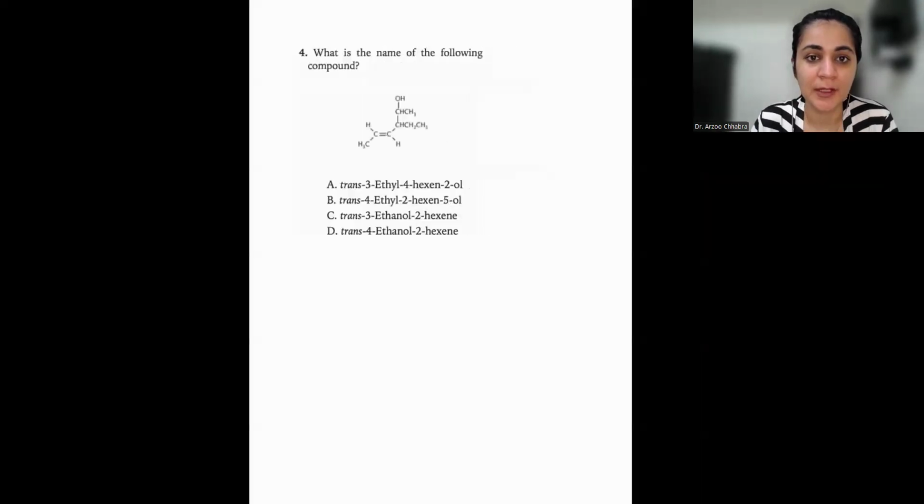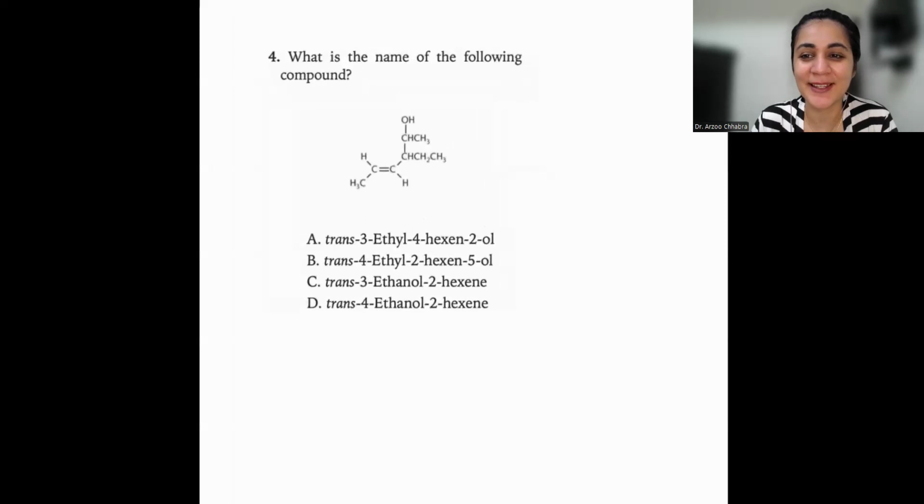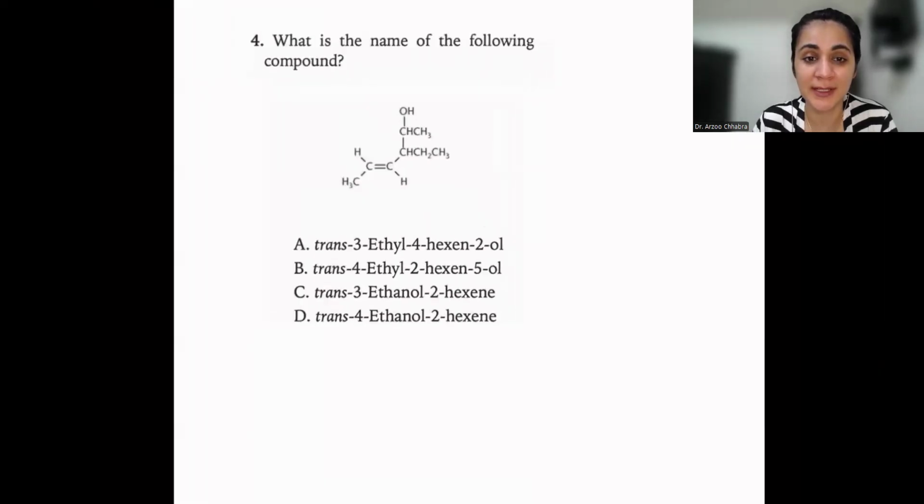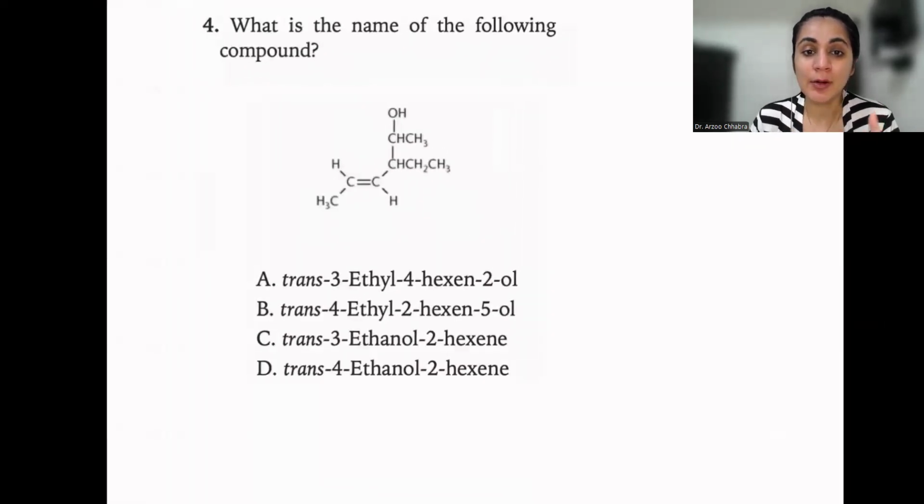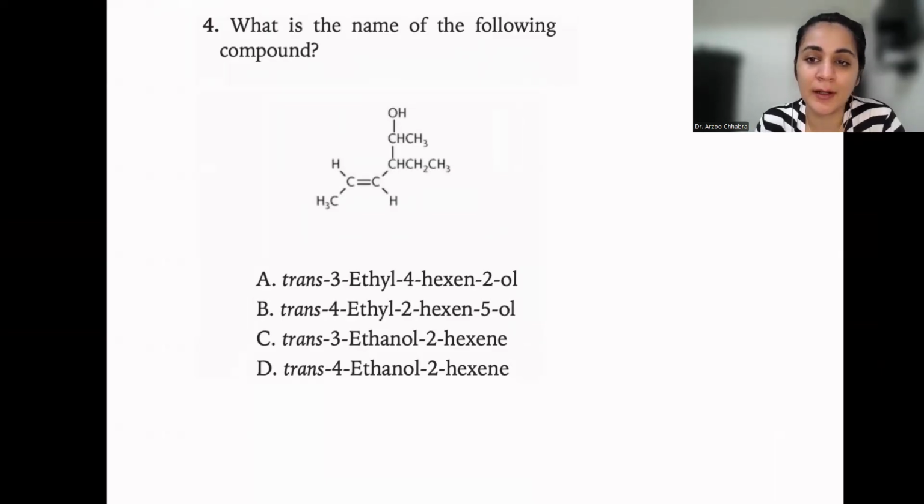All right. What is the name of the following compound? This is a really good problem. I love this problem. And why? Because now you want to think about two options. You'll always have two options when you're numbering your compounds. So you can start from here, 1, 2, 3, 4, 5, 6. Or you can start from here, 1, here, 2, 3, 4, 5, 6.